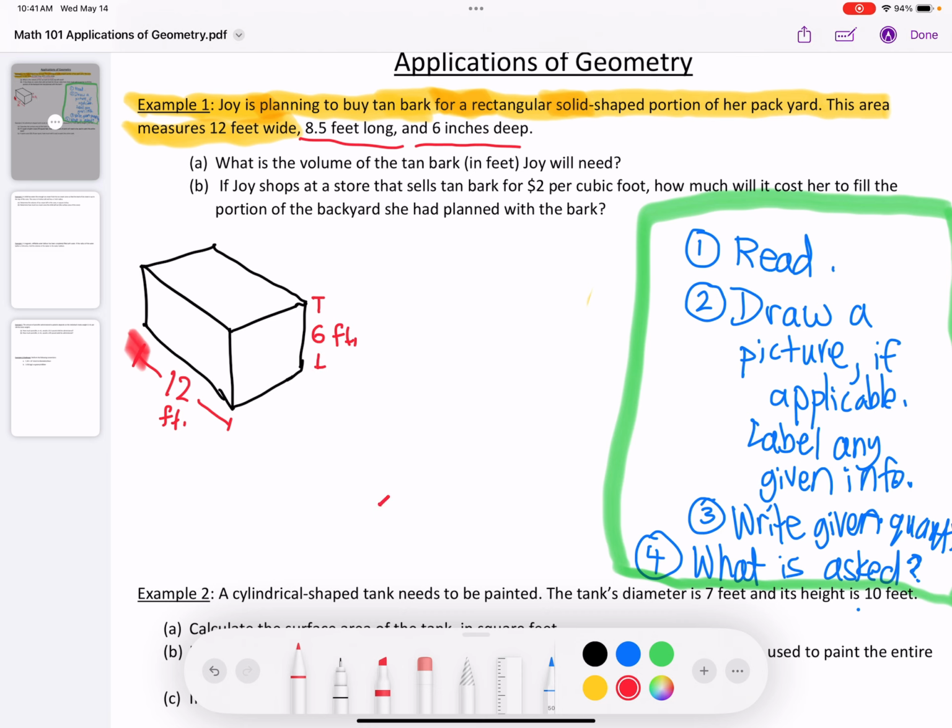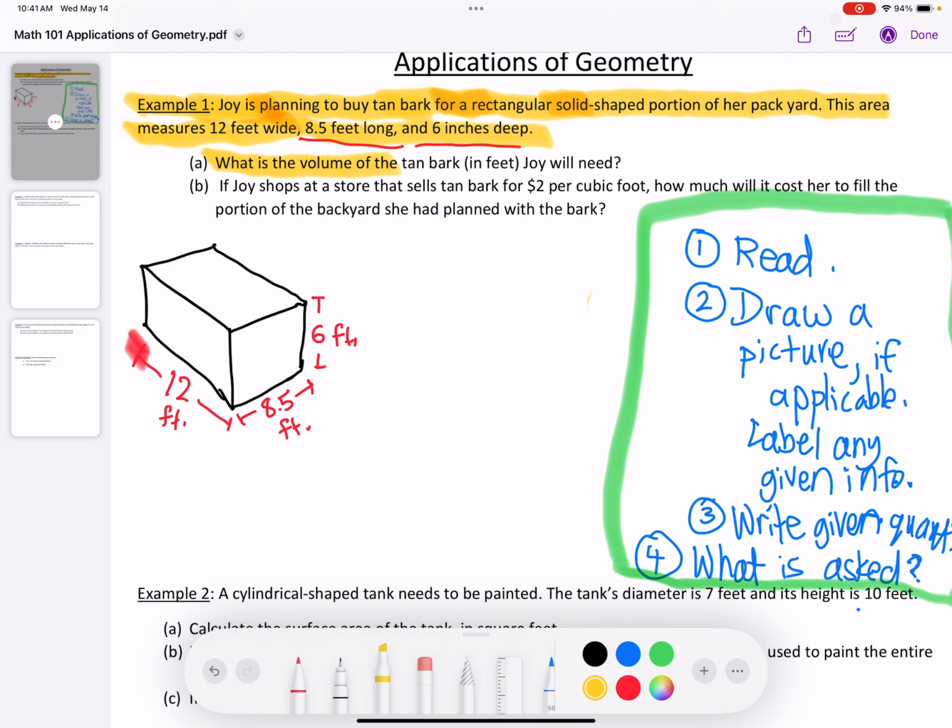It doesn't really matter. It's just 3 dimensions that we've got, and it doesn't matter how you label them in a rectangular solid. If there was a cylinder or a cone, it would matter. Of course, radius and all that. Okay, so far I can kind of picture this. This is something they're trying to fill with tan bark. Okay, I believe it.